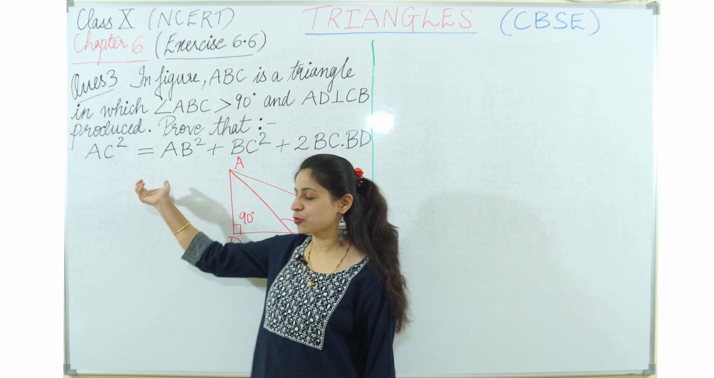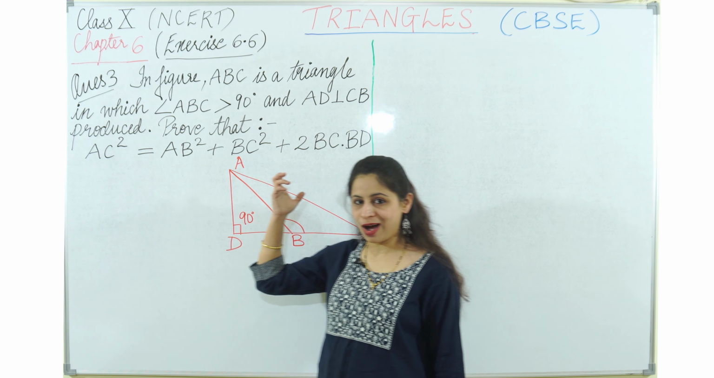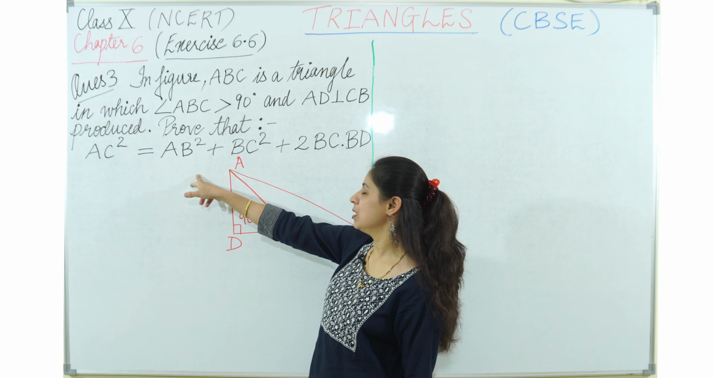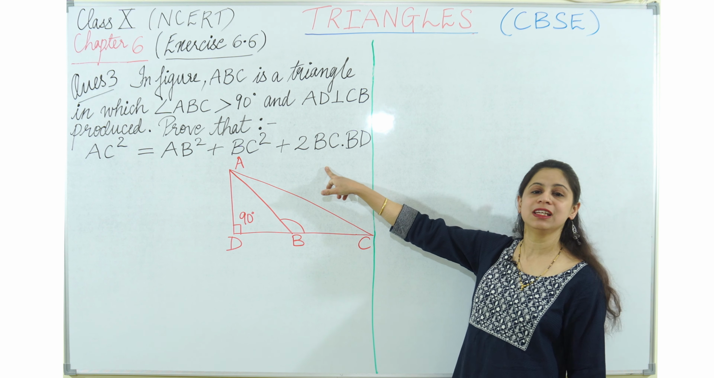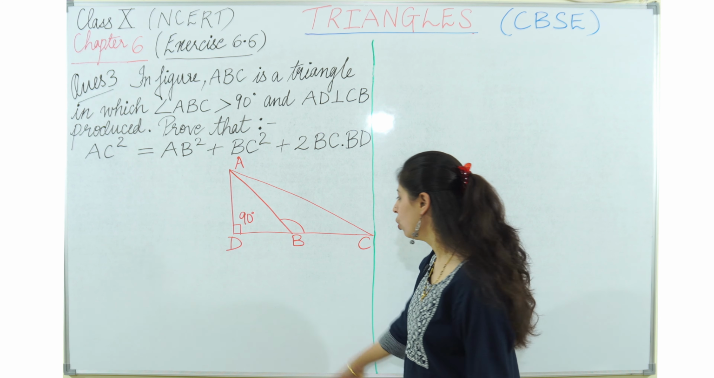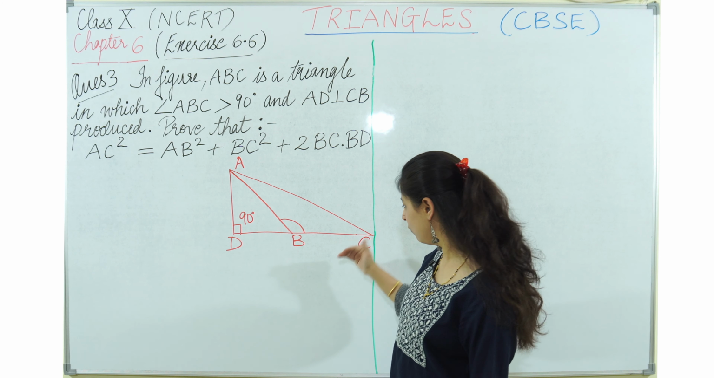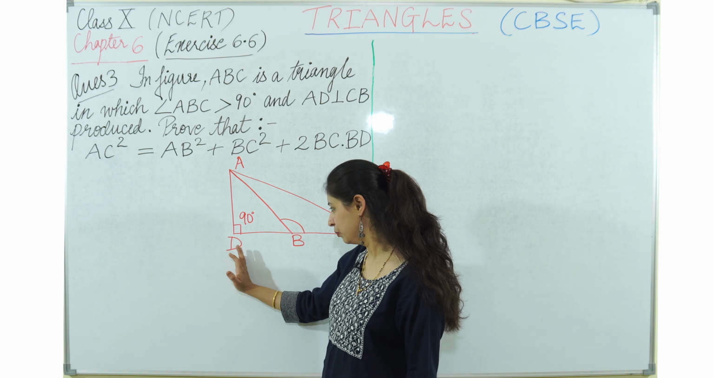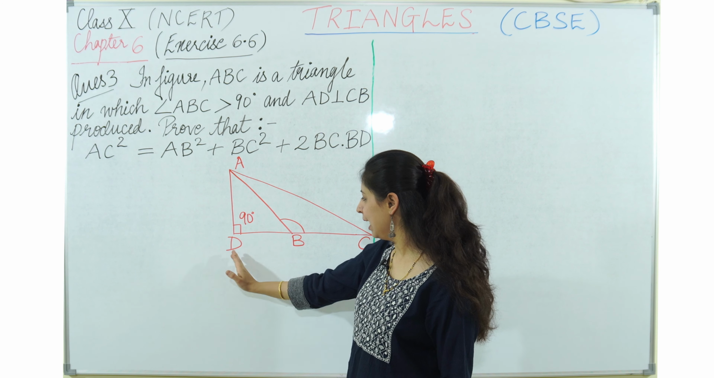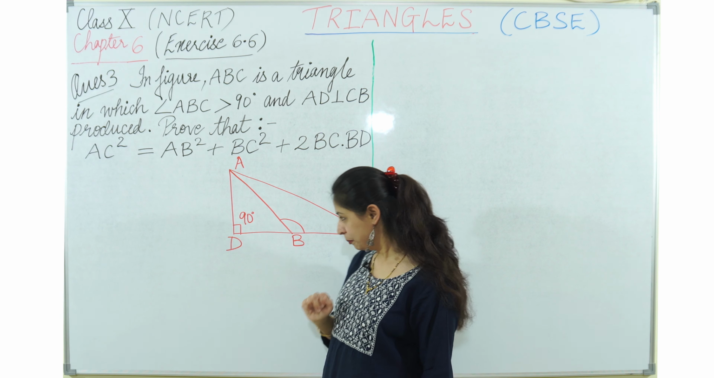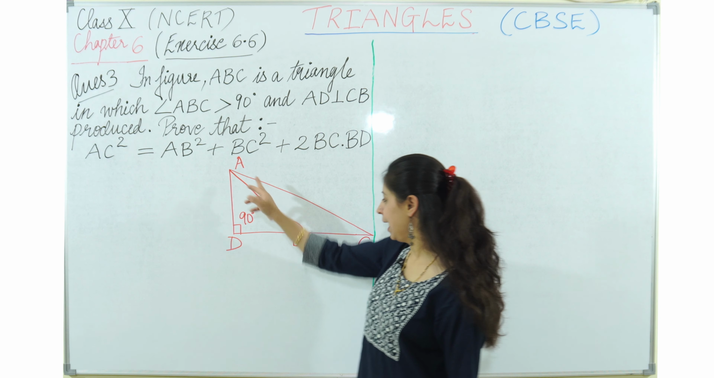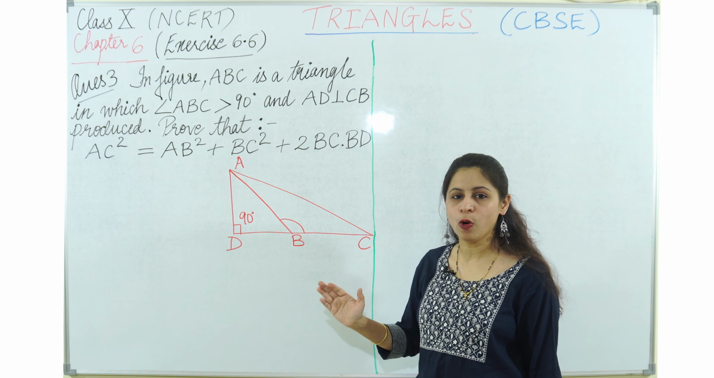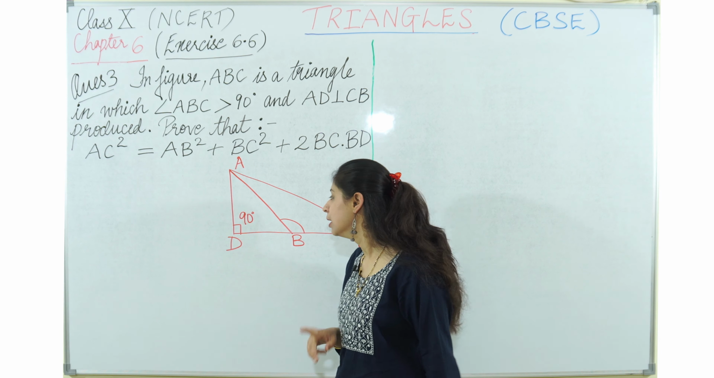So we have been given an expression. We need to prove LHS equals RHS. In the LHS we have AC square, and in the RHS we have AB square plus BC square plus 2 BC into BD. In the figure itself, when we produce CB, we get CD. Angle ADB is 90 degrees, but angle ABC is greater than 90 degrees, so the value of this angle is definitely greater than 90 degrees.